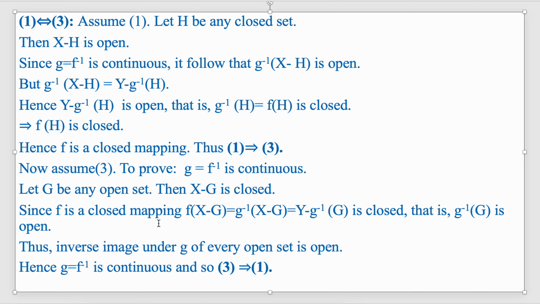Since f is a closed mapping, this is given to us, therefore f of X minus G is equal to g inverse of X minus G, because f is equal to g inverse, and this is equal to Y minus g inverse of G, which is closed. It means this is the complement of g inverse of G, means g inverse of G is open. Thus the inverse image under g of every open set is open. It means g equal to f inverse is continuous, or we can say that 3 implies 1. So we have proved both the parts. Thank you.